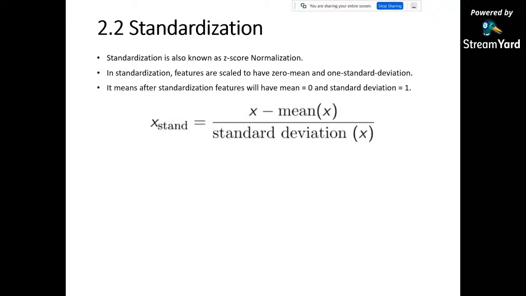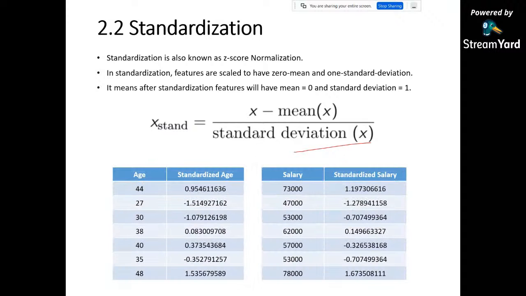So what is the formula? The standardized value of x is equal to x minus mean divided by the standard deviation of x. To calculate the standardized value, you need the mean value and the standard deviation. Here we are dividing by the standard deviation, which is why it is also called Z-score normalization. It tells you how many standard deviations away your values are from the mean. That's the definition of Z-score. So let's see how we calculate the standardized value.